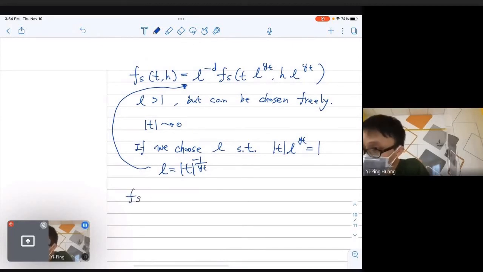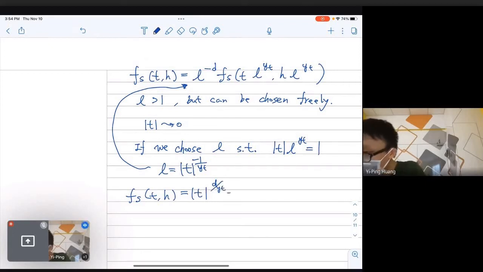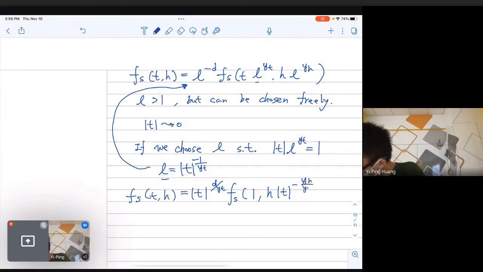the singular part of your free energy as a function of T and H will look like absolute value of T to the power of D divided by YT, times the function F, which now, since L is chosen to be this particular value, will have arguments 1 and H times T to the power of minus YH divided by YT. By the way, I think I made a mistake, it should be YH here. Okay?